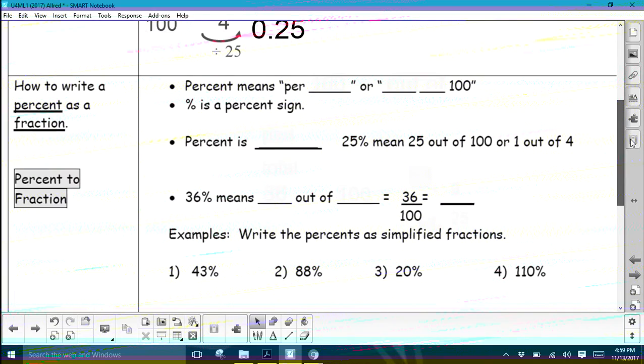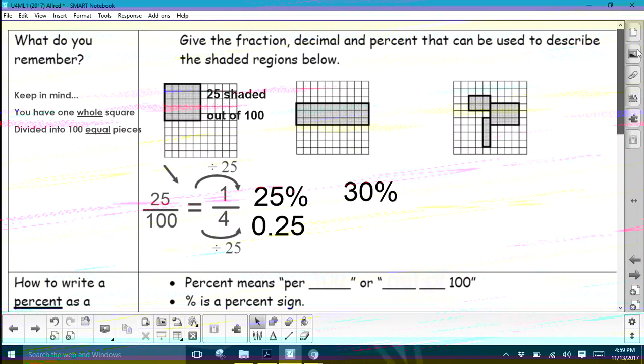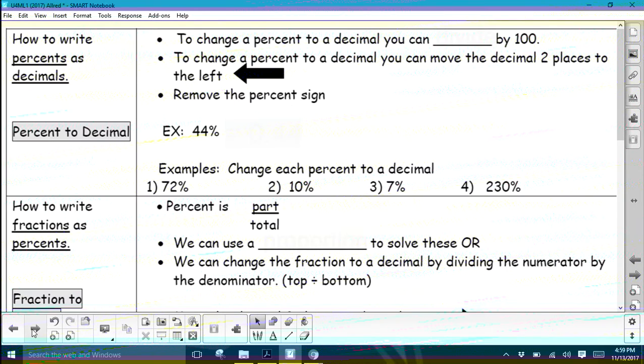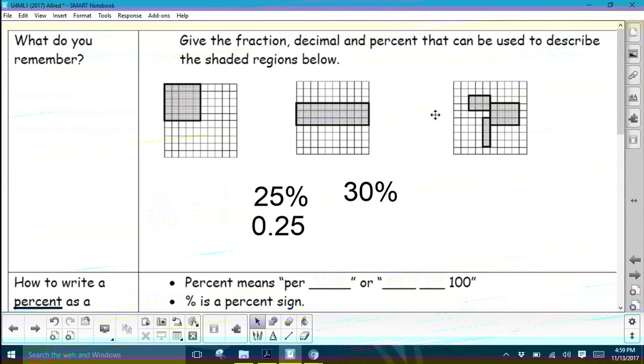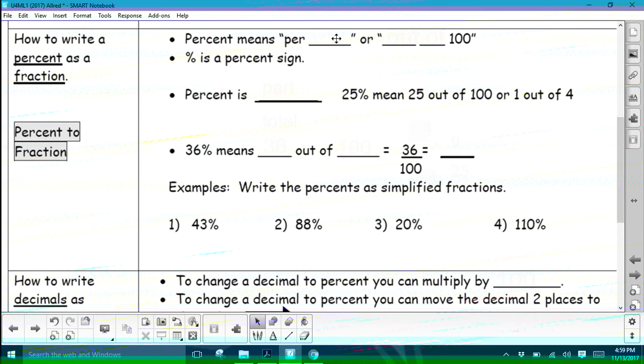Okay, here's what we're going to do. We're going to talk about 3 different ways to write percents as a fraction. We're going to write decimals as percents, and then we're going to write percents as decimals and fractions as percents. This mini lesson will lead us into some later mini lessons in the year that will really help us out with those percentages. A percent, the word percent literally means out of 100 or per 100.